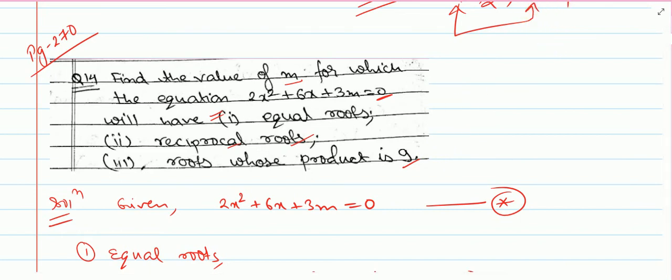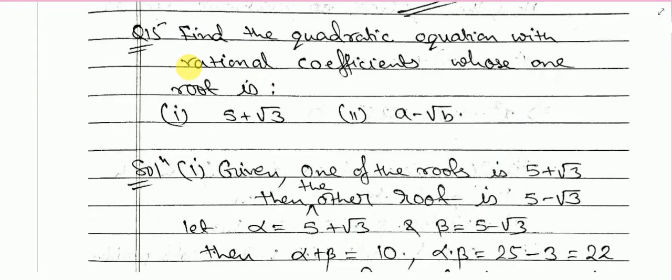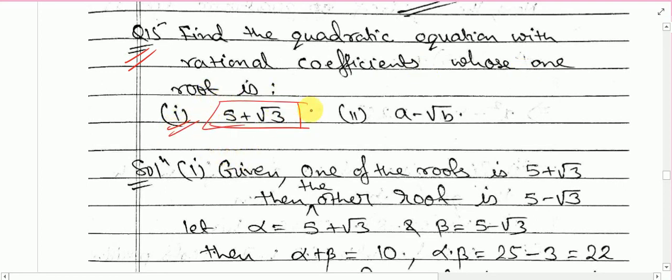Okay, now we will see the next question. Let us see question number 14. Here it says, find the quadratic equation with rational coefficients whose one root is this. Here you can see this is an irrational root. So if this is an irrational root, then the other root for the required quadratic equation will be its conjugate, which means the other will be 5 minus root 3.